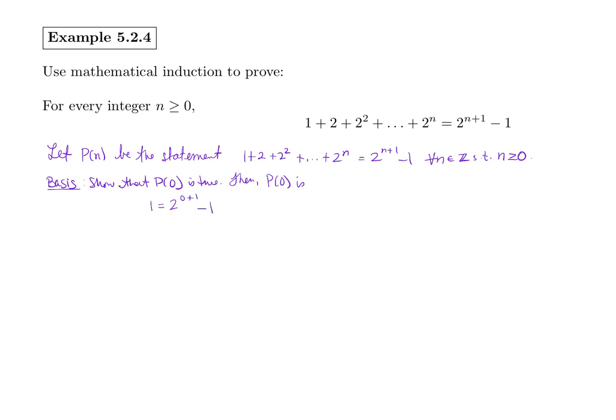The other way to think of the left-hand side is you could also say it was 2 to the 0. So it works either way because anything raised to the 0 power is 1, except for 0 to the 0. And we also know that 2 to the 0 plus 1 minus 1 is 2 to the 1 minus 1, just 2 minus 1, which equals 1. Thus, the left-hand side of P of 0 equals the right-hand side of P of 0, and therefore P of 0 is true.